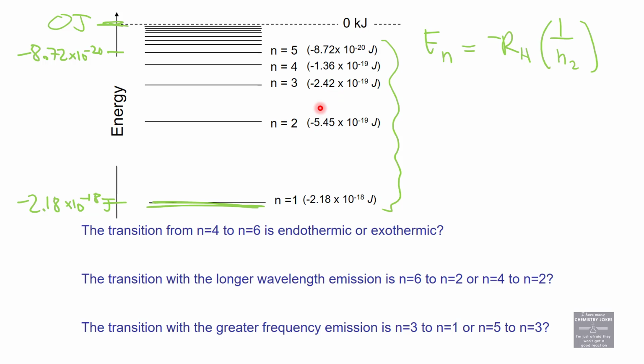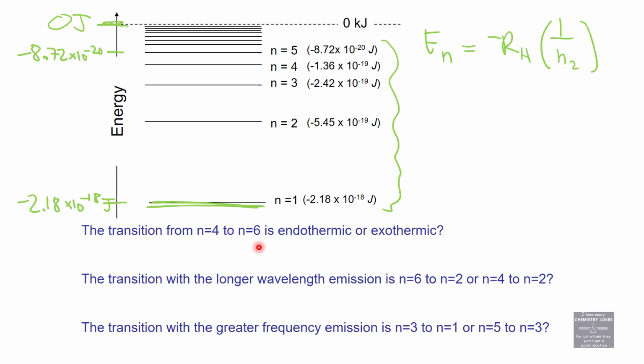If you plugged in 2, you would get negative 5.45 times 10 to the negative 19. Plug in 4, you get negative 1.36 times 10 to the negative 19. So using this equation, we calculated all these energy levels. Okay, this video is getting pretty long. I still got quite a bit more to say.